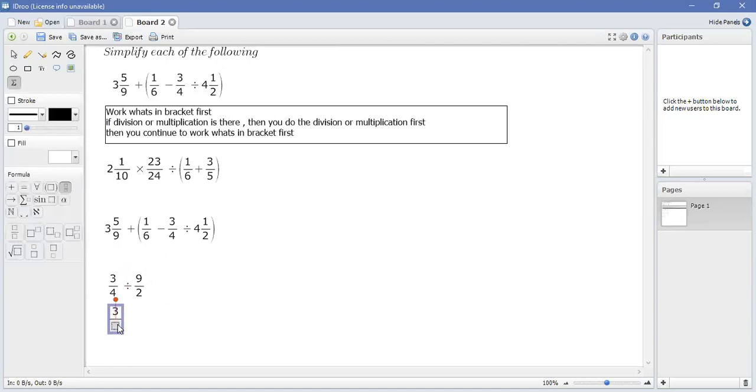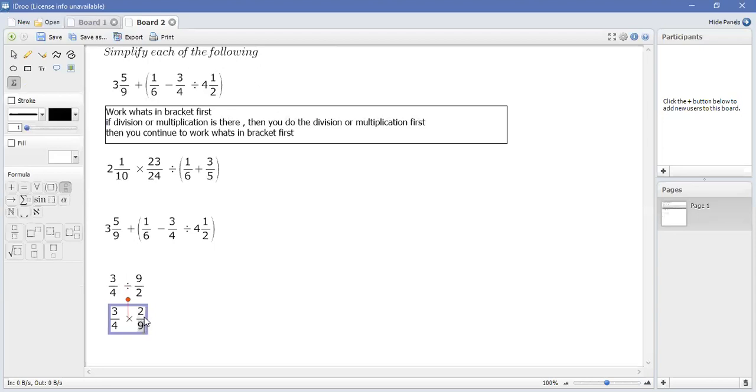You have to divide and times it. All right. Now you have to change, you have to convert the division sign to what? Multiplication. Then what else do you have to do? Invert. You put 2 over 9. Good.